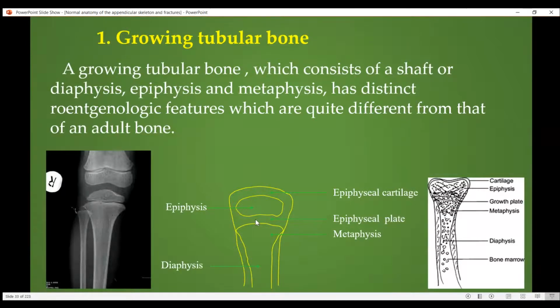So these are the secondary ossification centers, right? The primary ossification centers and the secondary ossification centers will completely fuse the bone into a single tubular structure. That will extend down as the metaphysis. So the metaphysis, epiphyseal plate and the epiphysis together form the cancellous part of the bone, right?